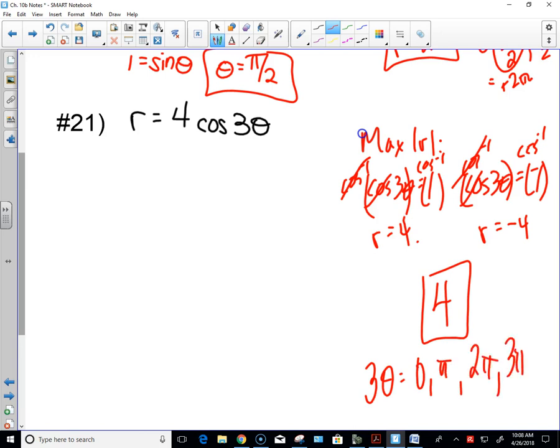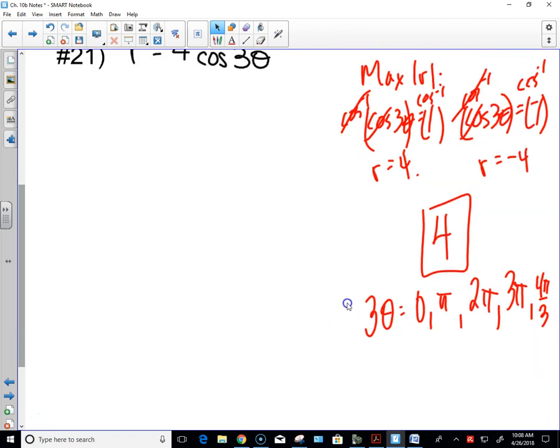Technically, I can keep on going all day long. Isn't 4 pi over 3 too big? Sorry, not 4 pi over 3. I started to solve it. That's kind of lame.